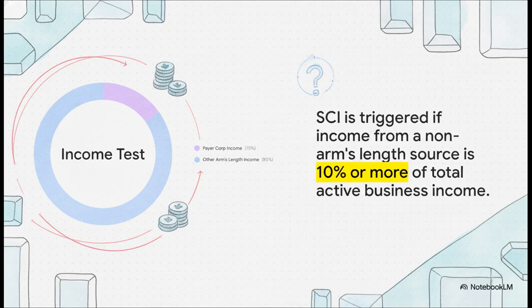The income will be SCI unless it's just incidental. And what does incidental mean? Well, the CRA's rule of thumb is 10%. So if the money you're getting from that related company makes up 10% or more of your total business income, it's not incidental, it's SCI.